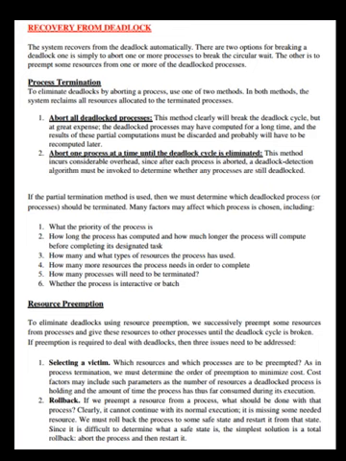If the partial termination method is used, then we must determine which deadlocked processes should be terminated. Many factors may affect which process is chosen, including what the priority of the process is, how long the process has computed, and how much longer the process will compute before completing its designated task, how many and what types of resources the process has used, how many more resources the process needs in order to complete, how many processes will need to be terminated, and whether the process is interactive or batch.